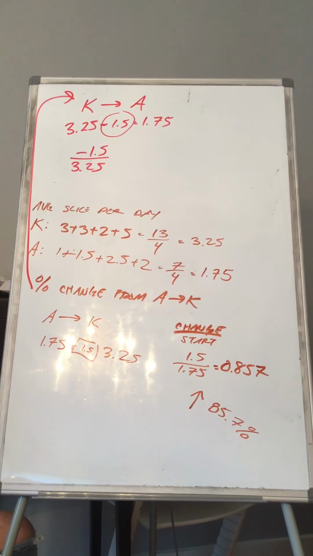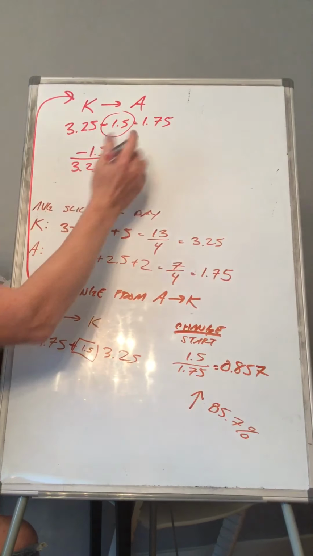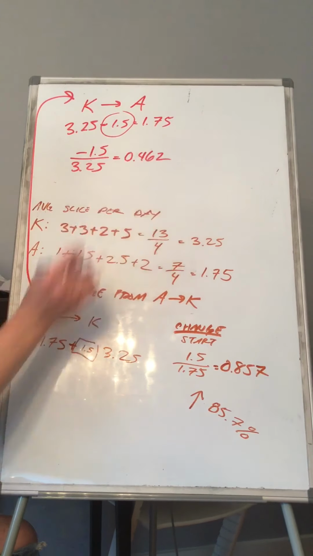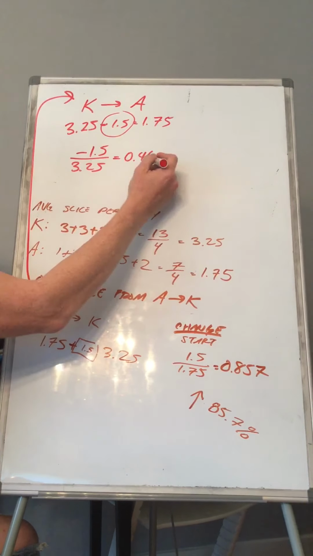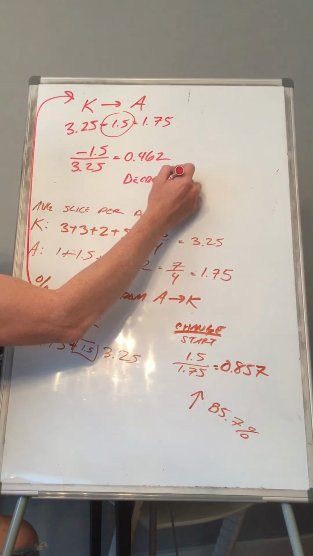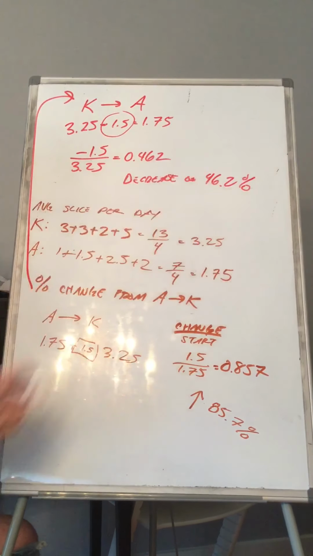And I go 1 1/2 divided by 3 1/4. And I get, so 1 1/2 is roughly this fraction of this value. So make that a percent by multiplying by 100 and moving the decimal over 2 places. So it's a decrease of 46 2/10%. So today we did basically everything that you'll be assessed on.